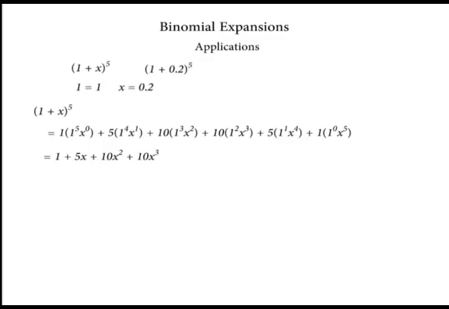Then plus 1 raised to power 1 is still 1. x raised to power 4 is x raised to power 4. Times 5 will give us 5x raised to power 4. And finally, 1 raised to power 0 is 1. x raised to power 5 is x raised to power 5. And then times 1 will give us x raised to power 5.